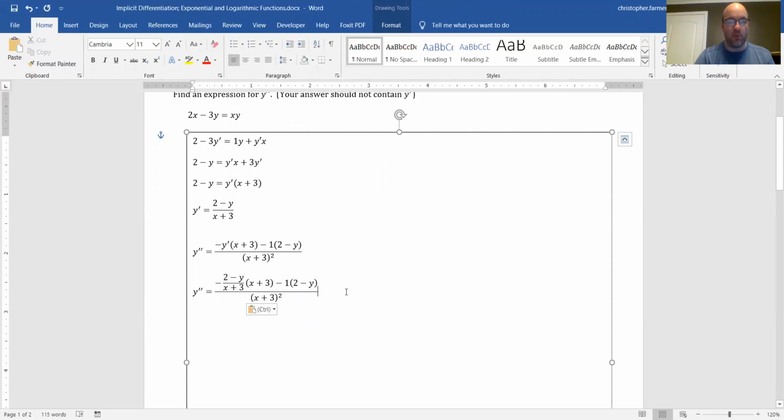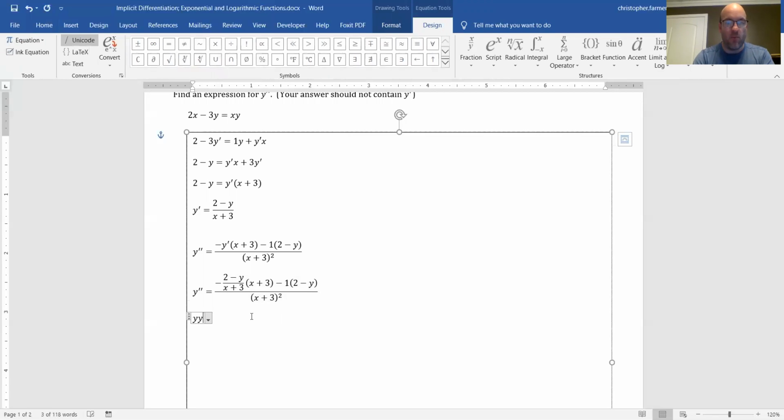I kind of picked a nice example to make sure that we weren't going too far here. But you can see in this particular case, that x plus 3 in the denominator there is going to cancel out with the x plus 3 in the numerator, or just the whole number here. So these guys are going to cancel out. Do make sure that you distribute the negative sign to both the 2 and the negative y up there.